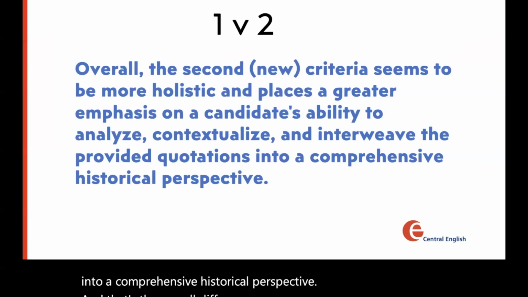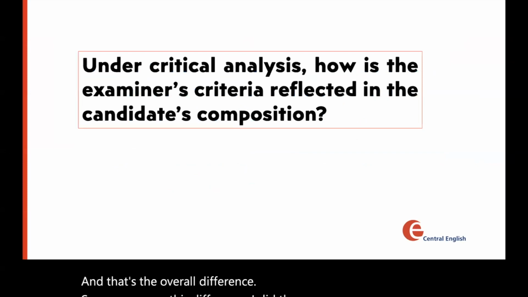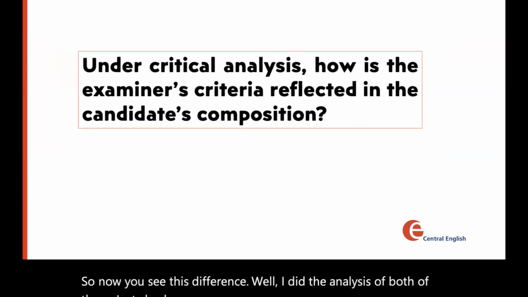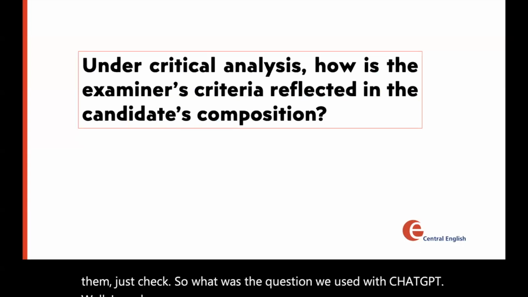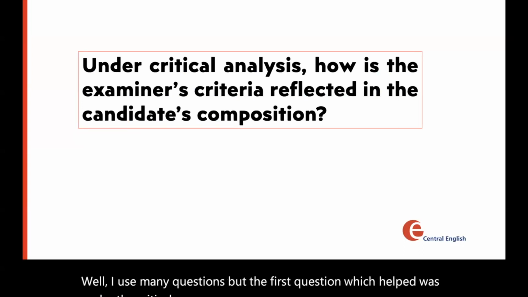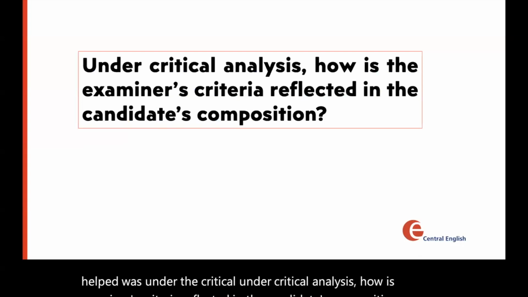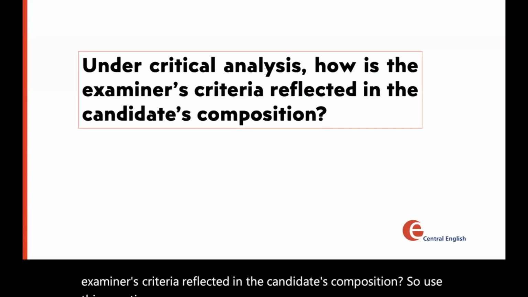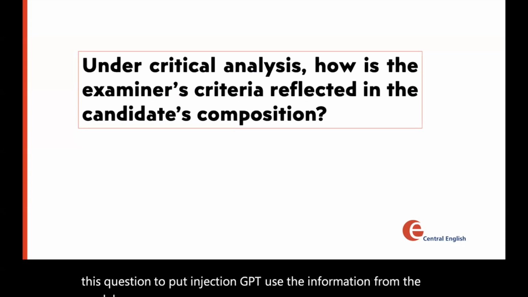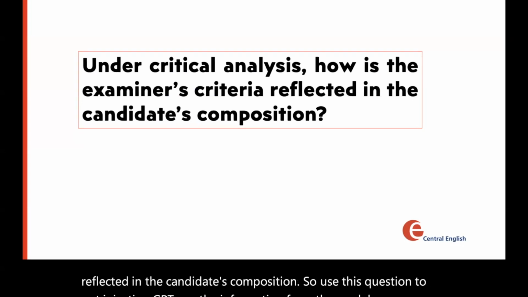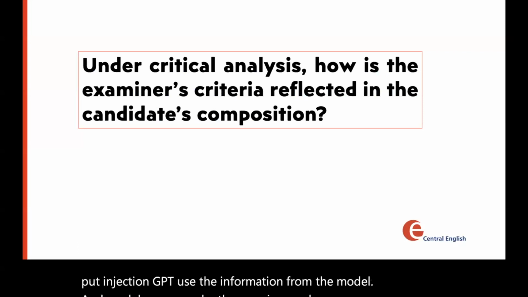So now we see this difference. Well, I did the analysis of both of them just to check. So what was the question we used with Chat GPT? Well, I used many questions, but the first question which helped, under critical analysis, was: how is the examiner's criteria reflected in the candidate's composition? So use this question to put in Chat GPT, use the information from the model response by the examiner, and compare it to the composition that we saw at the start.